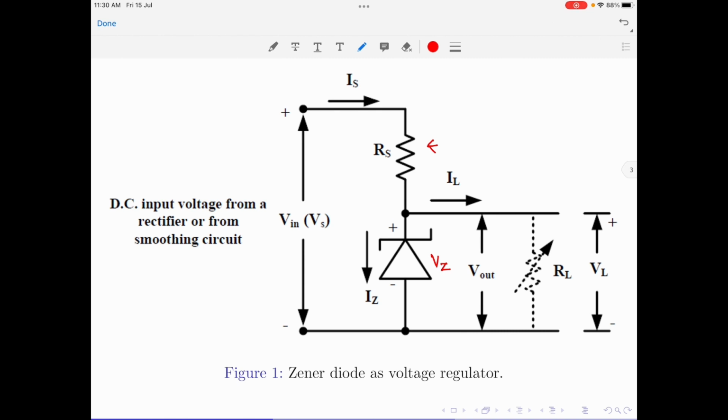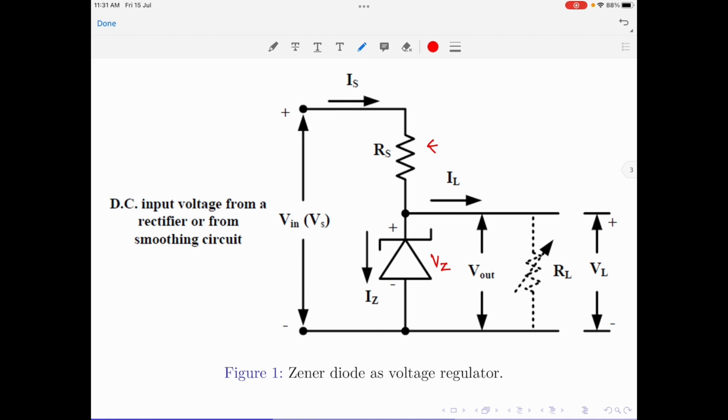Let us, for this discussion, assume that the input applied voltage is so high that the Zener diode breaks down in the reverse biased condition and starts conducting. Please note, the input voltage will be taken either from a rectifier circuit or a smoothing circuit. We will analyze this circuit to understand the voltage regulation operation under two conditions. The first condition is when the load is not connected to the circuit, and the second condition is when the load is connected. I will start with the first condition, that is when no load is connected to the circuit.